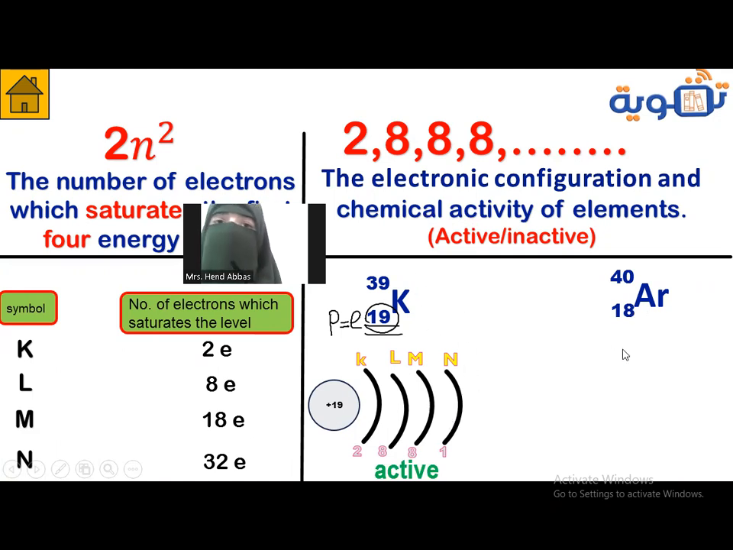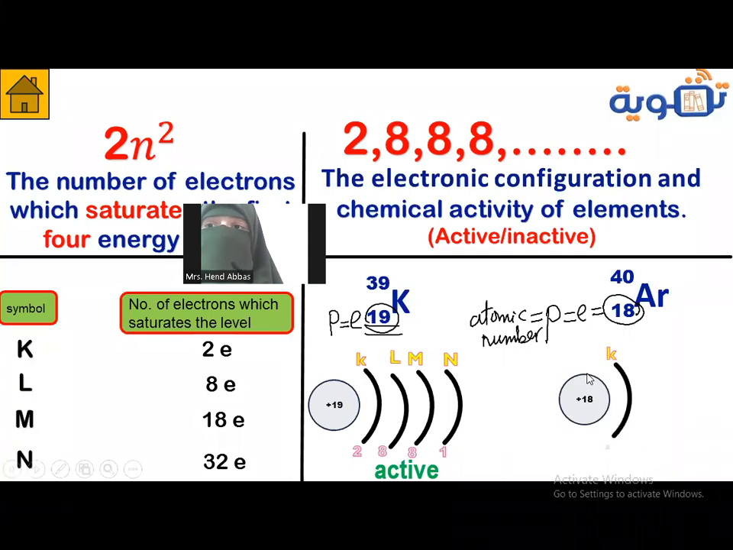Okay, what about argon? How many electrons will we distribute? We'll make the electronic configuration of how many electrons? 18. Why? Because this number is the atomic number, which equals the number of protons inside the nucleus, which equals the number of electrons that revolve around the nucleus.